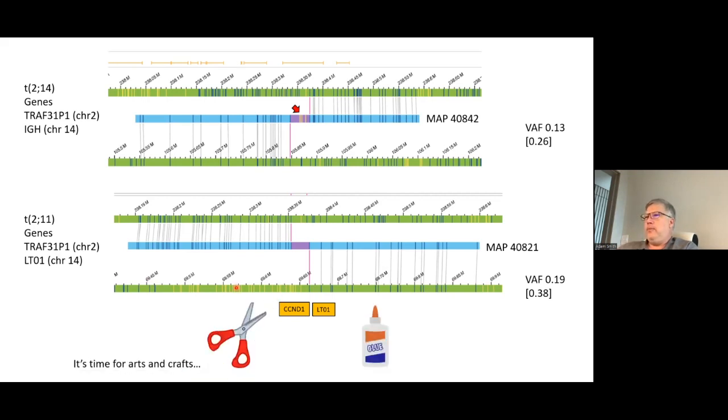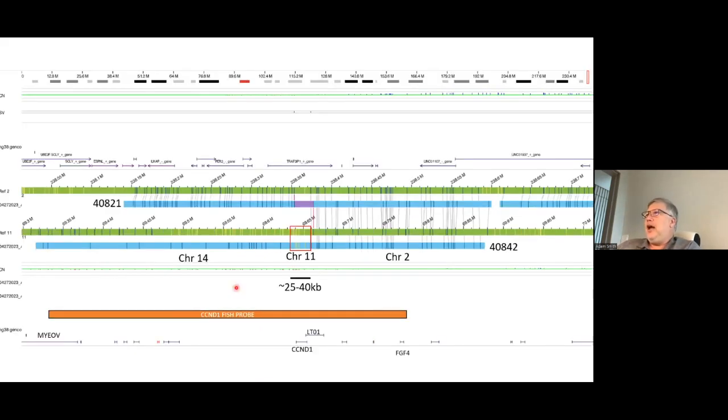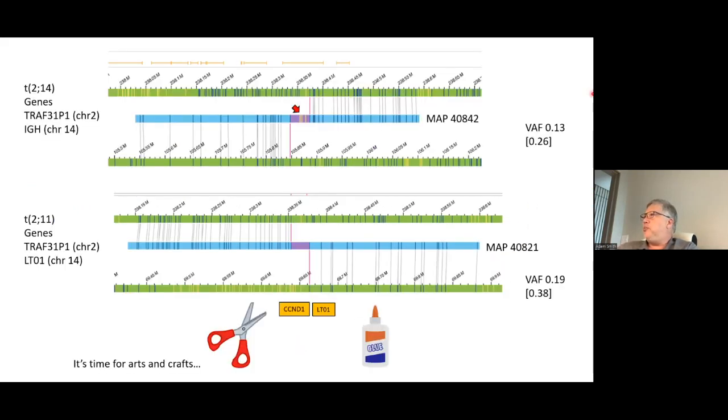All right, here we go. It's time for arts and crafts. So we get out our scissors and our glue, at least hypothetically speaking, and we start putting maps together. And so I'll point out 4821 and 4842. These are the two maps here.